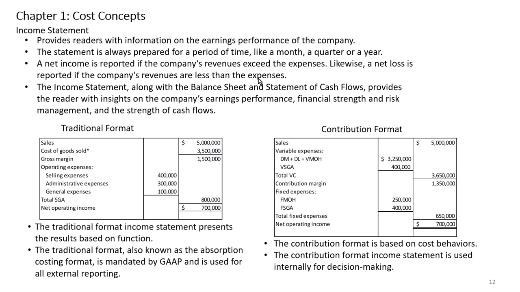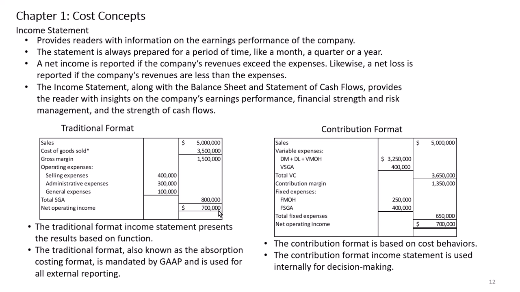The income statement, along with the balance sheet and the statement of cash flows, provides the reader with insights on the company's earnings performance, financial strength, risk management, and strength of cash flows. The traditional format income statement presents the results based on function. Sales minus cost of goods sold equals gross margin. Gross margin minus SG&A expenses equals the net operating income or loss.